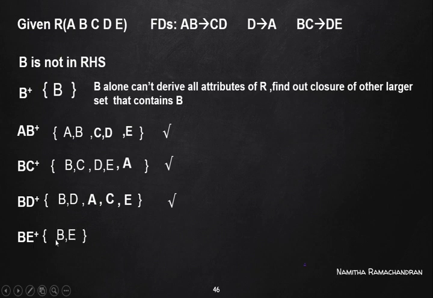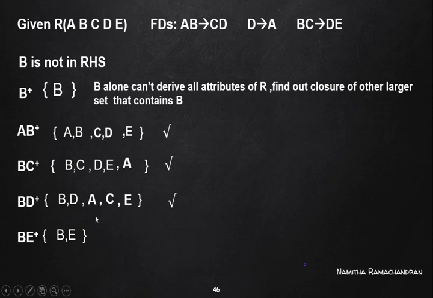Okay, so first add this BE. B alone can derive anything else and E alone can derive anything, and the combination set BE can't derive anything. That means the closure set of BE is BE alone. From this it is clear that all other attributes like A, C, D are not present in this closure set. So this BE alone cannot derive all the attributes of our relation R, so BE alone is not a candidate key.